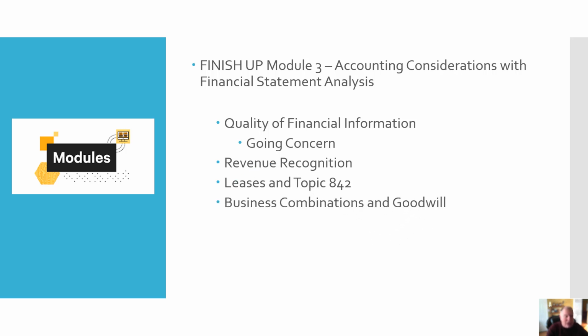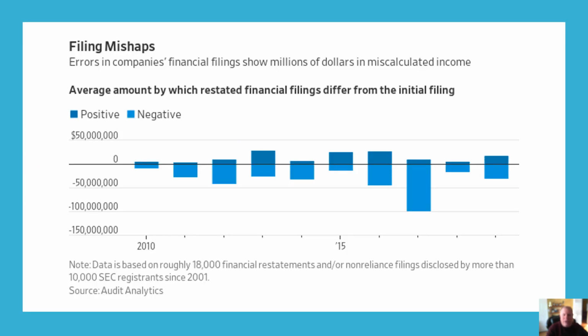So you may need to do some modifications in your analytics as you go along. Business combinations and goodwill. This week's piece that I want to share with you is the filing mishaps. These are the errors in companies' financial filings that show millions of dollars in miscalculated income. If you look, this is from 2010, and as you can see, the number of miscalculations is growing, and most of them now tend to be negative. These are financial statements that have been filed with the SEC that have been refiled because of an error.